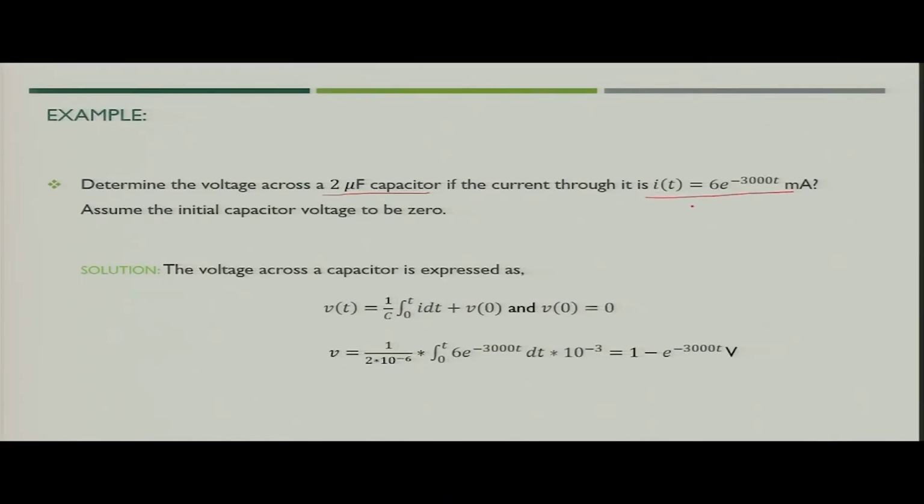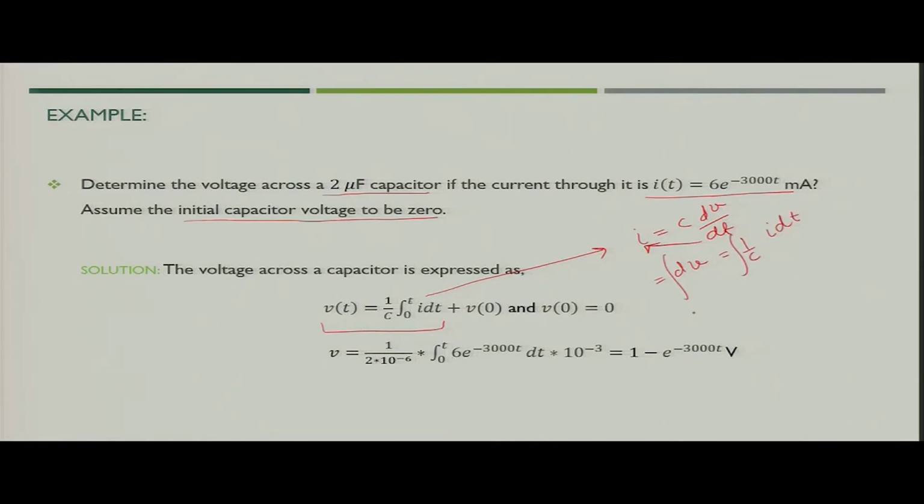Now, if you are asked to determine the voltage across a 2 microfarad capacitor, if the current through it is 6 e to the power minus 3000t milliampere, assume initial capacitor voltage to be 0. So, what will happen? You have to use v(t) is nothing but 1 upon C integral 0 to t i dt. How did you get this? Since you know i is equal to C dV by dt, if you take dt to the other side, it will become dV is nothing but 1 upon C i dt.